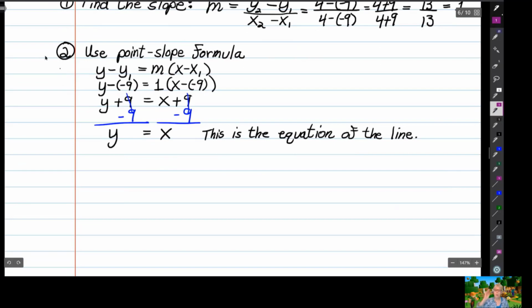Step 2. Once we have the slope, we can find the equation of the line by using what's called the point-slope formula. Y minus y1 equals m times x minus x1. You've done all this before. In fact, you did this in intermediate algebra for sure, but you may have even done it in beginning algebra. I know you found slope in beginning algebra.